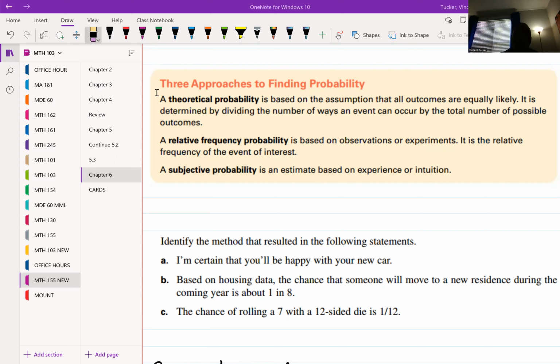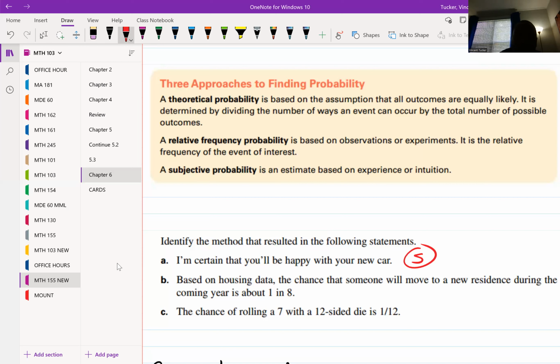All right. So the first one, I'm certain that you'll be happy with your new car. The word certain is actually a probability word. Remember, 100% is considered certain or certainty. Impossible, 0%. So when you use certain words, they are statements relating to probability. Now, in this case, it's just based on this person's experience. There's no data or anything, or even any numbers mentioned. So this one would be subjective probability, just making a statement based on experience or intuition.